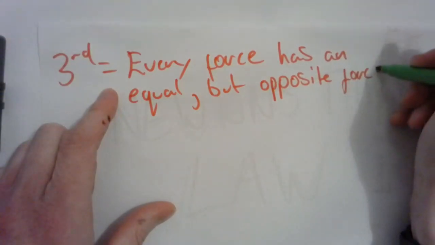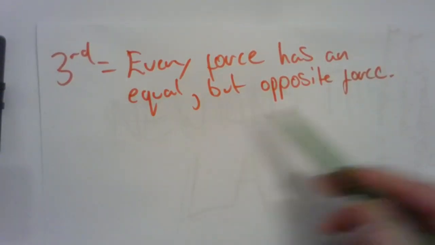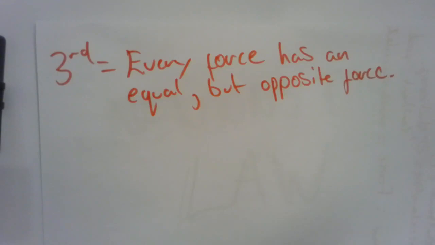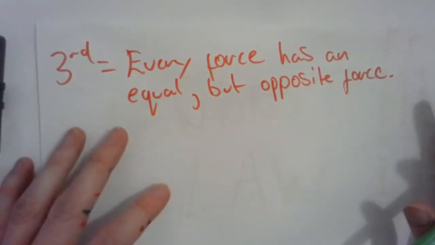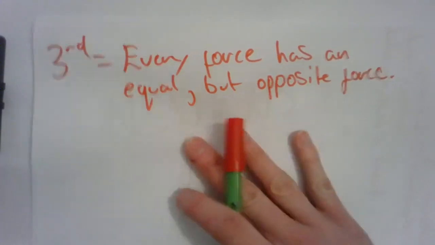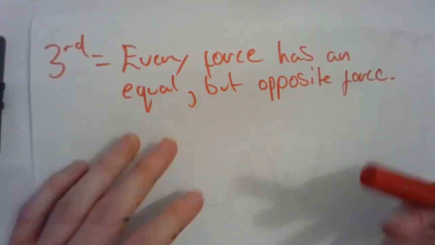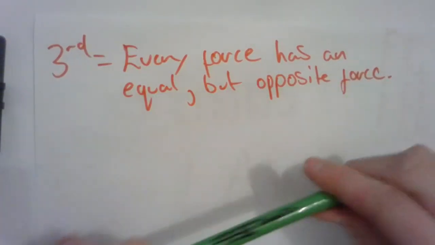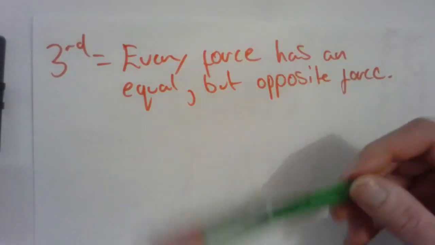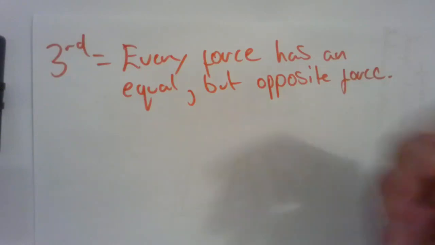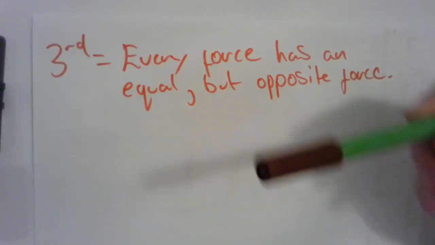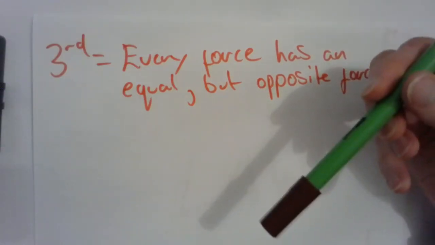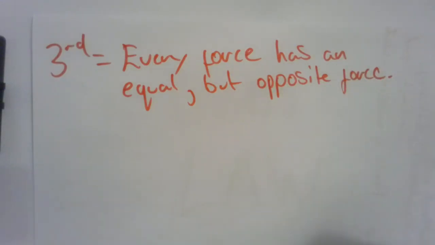This is often said as every reaction has an equal but opposite reaction, and it's essentially what this means here. Every time you apply a force to something, that something applies an equal and opposite force. So if I take this pen and I throw it, I apply a force to it, it applies that same force to my hand, an equal but opposite force.